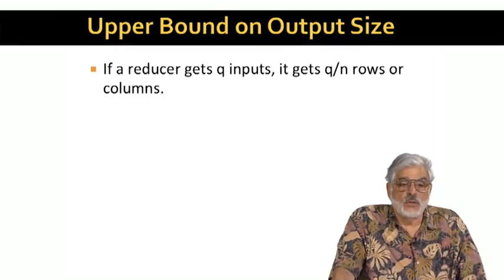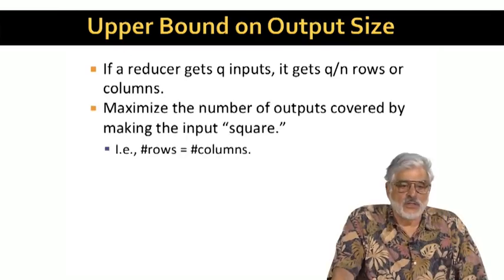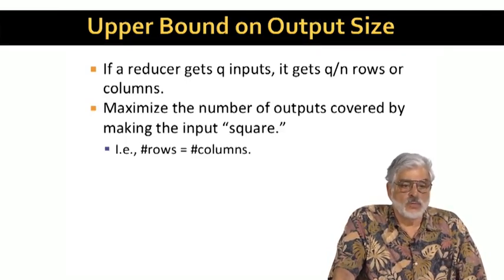If the total number of matrix elements input to a reducer is Q, then there can be only Q over N input rows or columns. It's an easy calculus application to prove that if the sum of rows and columns is fixed, we maximize the number of covered outputs by choosing an equal number of rows and columns. That is, we cover a square of the output matrix.